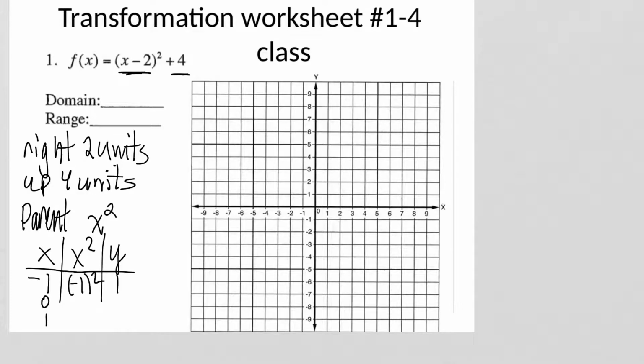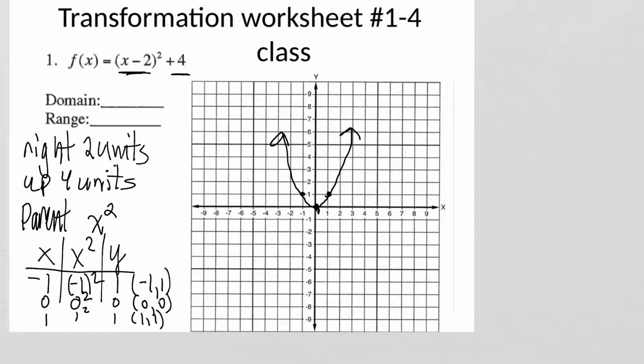Negative 1 squared is 1, so I'm going to plot negative 1, 1. 0 squared is 0. I'm going to plot 0, comma 0. And for the last one, 1 squared is 1. I'm going to plot 1, comma 1. Let's go ahead and plot those 3 points as best we can. Here, here, and here. Now I connect them.